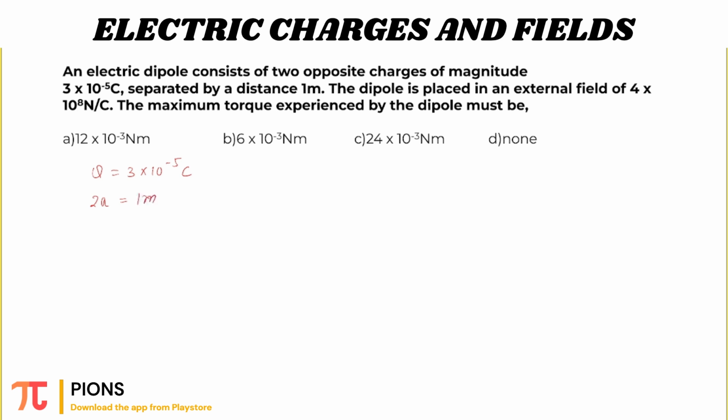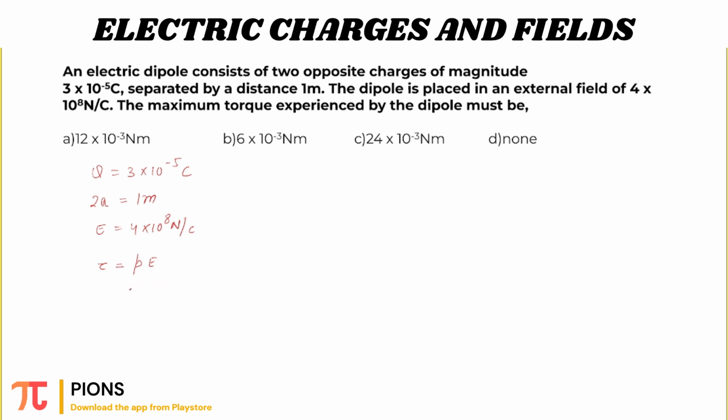The dipole is placed in a uniform external electric field E, which is 4 × 10^8 newton per coulomb. The maximum torque experienced by the dipole: torque tau, for maximum, theta is 90 degrees, we know.